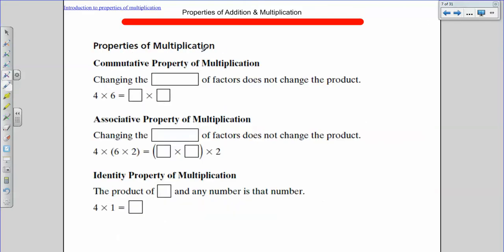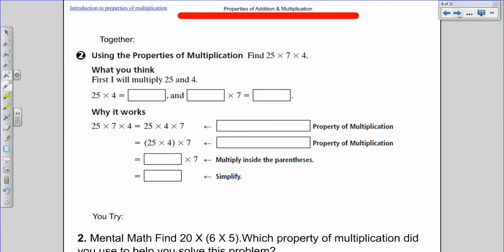Okay, let's do an example of multiplication. Okay, so I want to know what's 25 times 7 times 4. So I'm going to think, what can I multiply real easily together? So real easily, I know that 25 times 4 is 100. And 100 times 7 is 700.